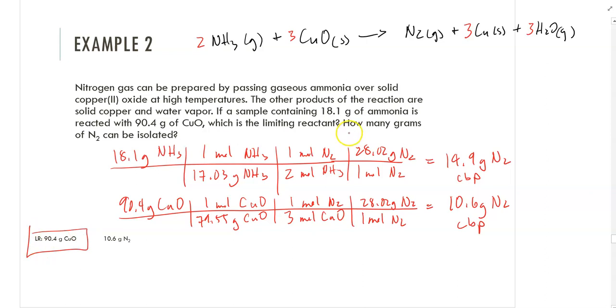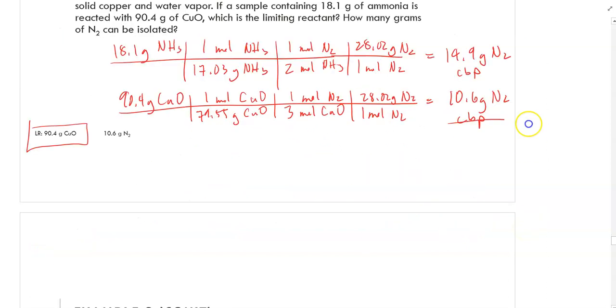The follow-up question: how many grams of N2 can be isolated? Basically, how many grams of N2 are made? That's going to be answered right here. This takes care of it, so that's the second answer. That's the second part of the question: just 10.6 grams of N2. Instead of could be produced, it is now just produced, and that's how much is supposed to be made.